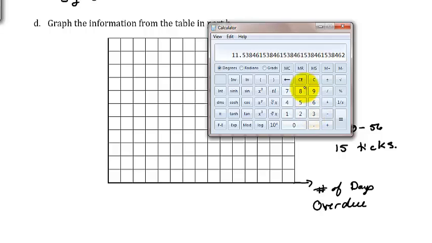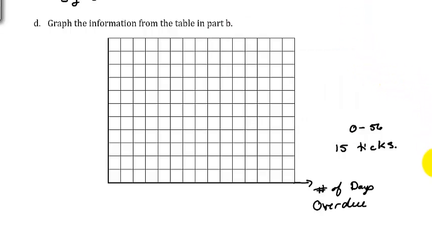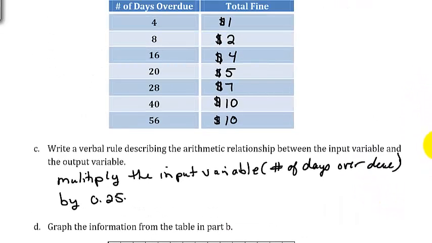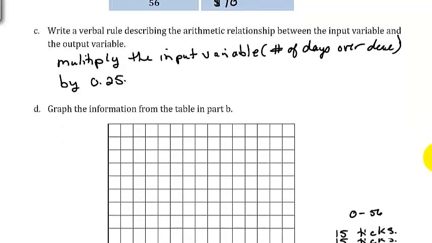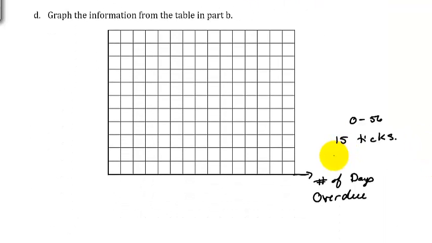And so you want to take 56 and divide by 15. So something almost 4 or bigger we need to use. And we're going up by 4s here. So each tick mark is going to be 4.